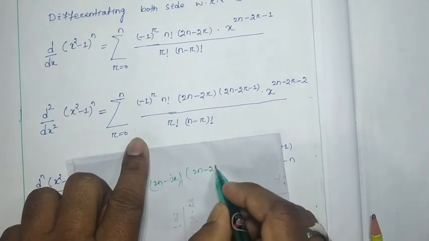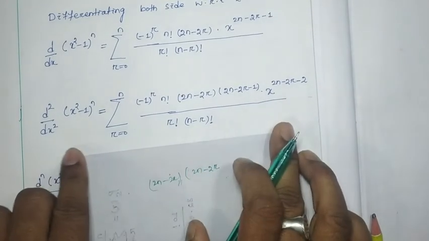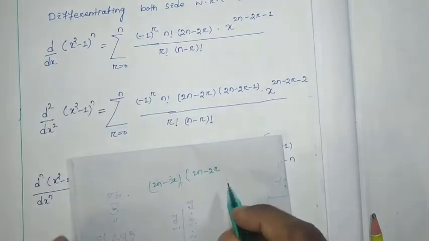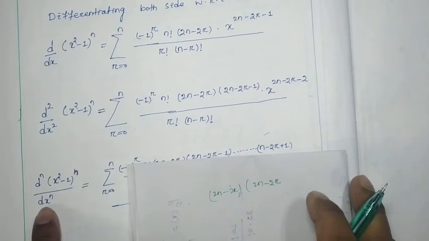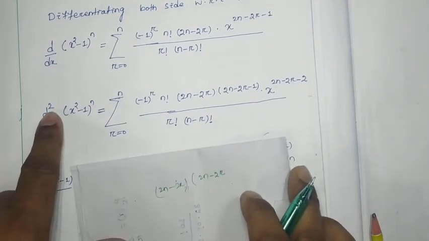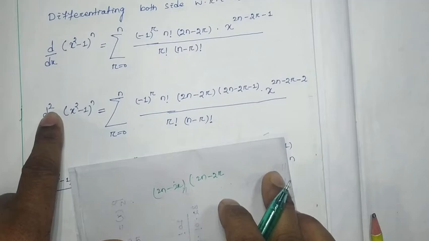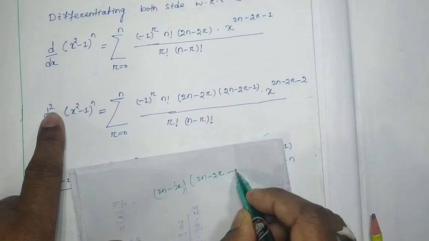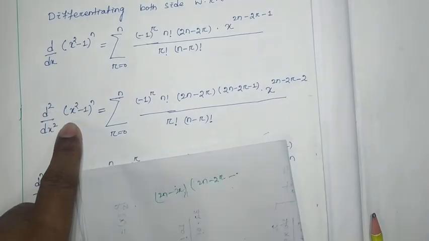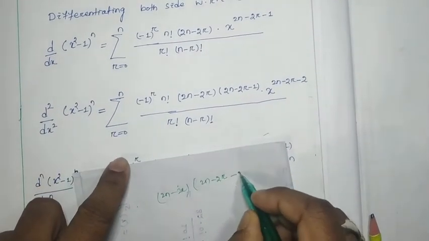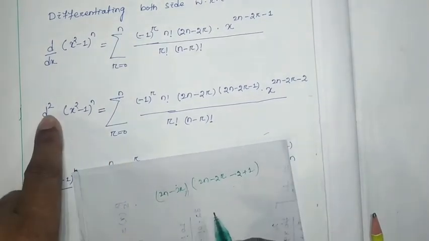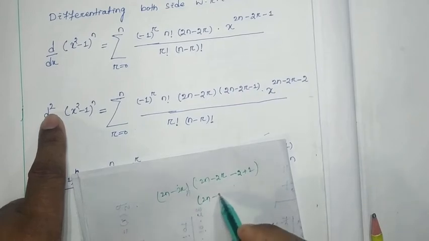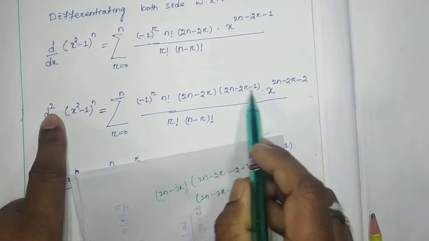minus 2r. Okay, so here n is how much? Here we are considering d^n by dx^n, so here n is how much? It is 2, right? So I can write, sorry, minus 2 plus 1. Here n is 2, so obviously it will be 2n minus 2r minus 1. This will be this much.